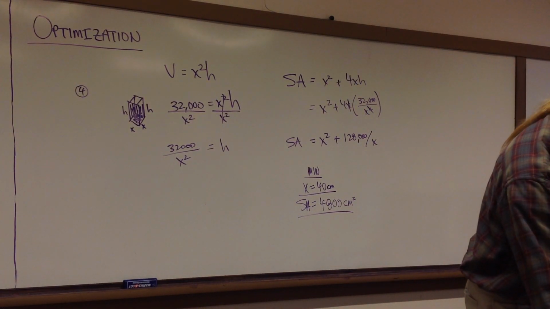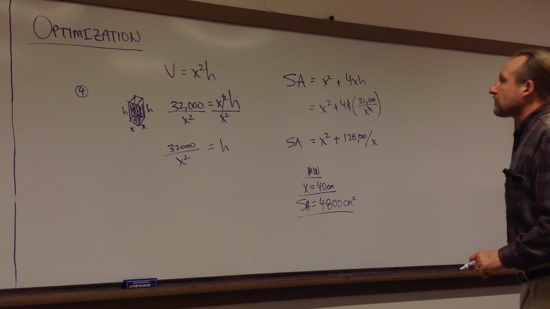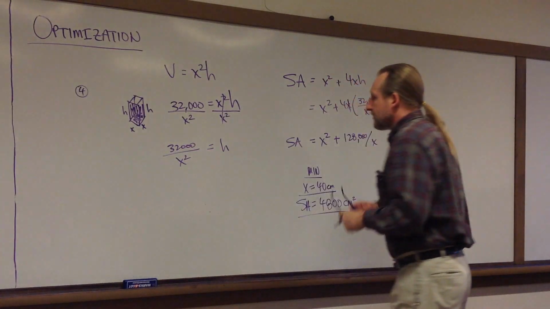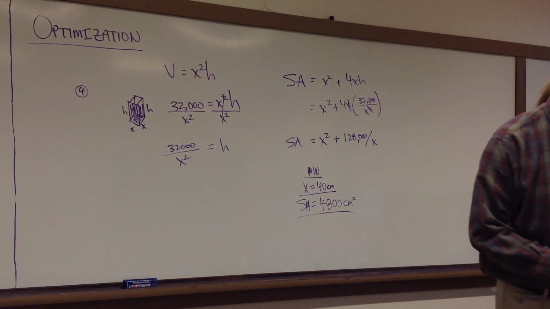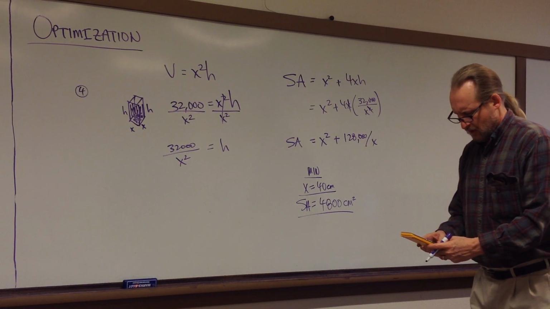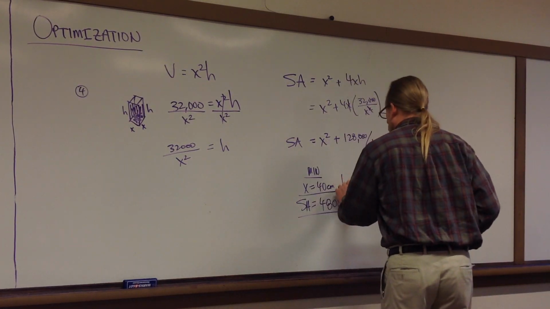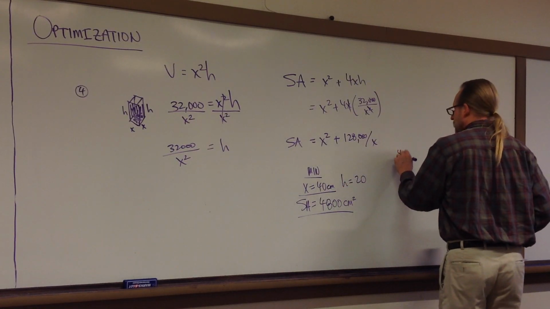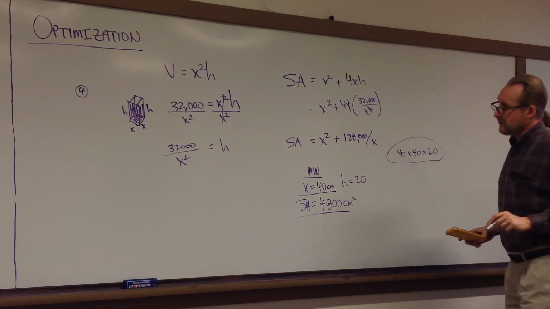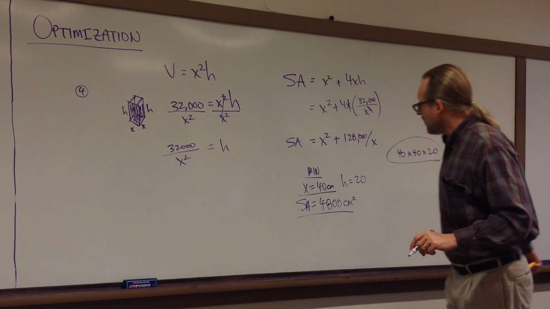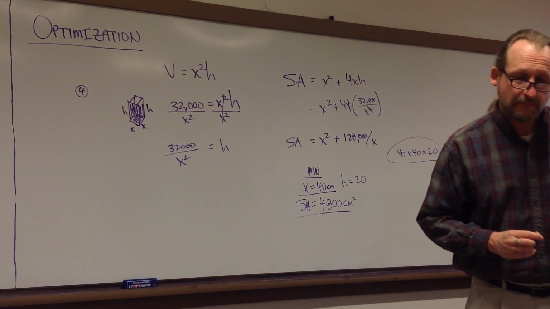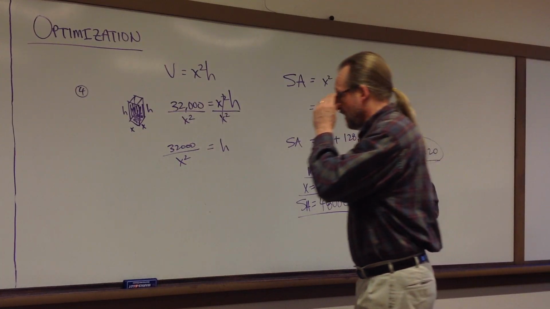What did the question ask? Dimensions of the box. Okay, well, we know that x is 40. h is going to be 32,000 divided by 40 squared. And that's going to be 20. Okay? h equals 20. So our dimensions are 40 by 40 by 20. And that'll give us a volume of 32,000, a surface area of 4,800. And that'll minimize that surface area. Okay. Let's look at problem 6.